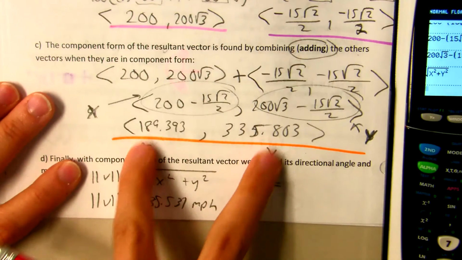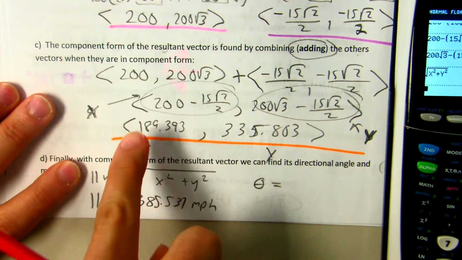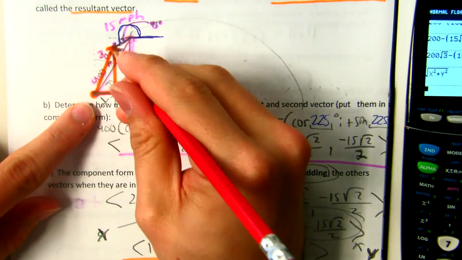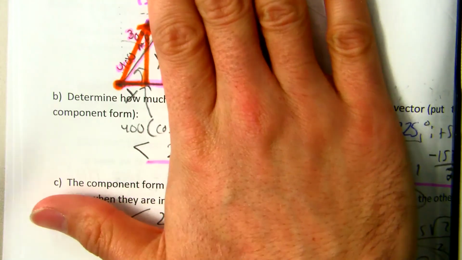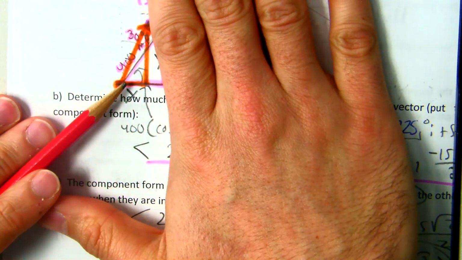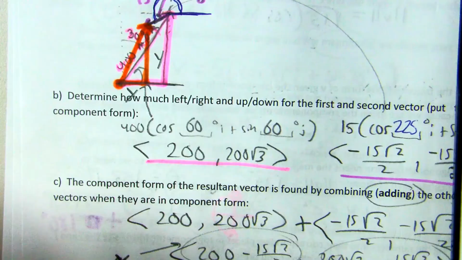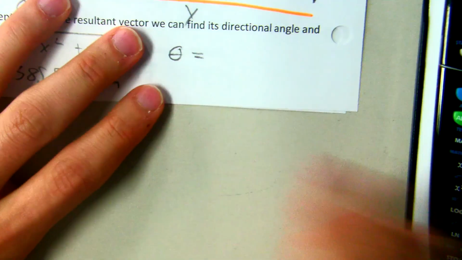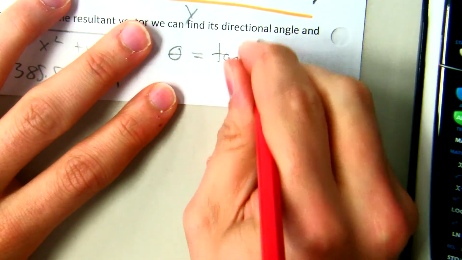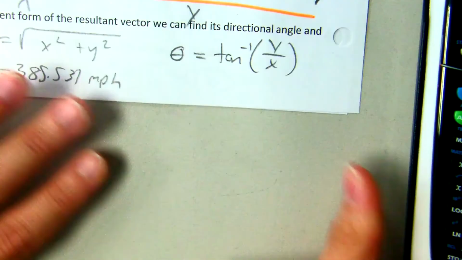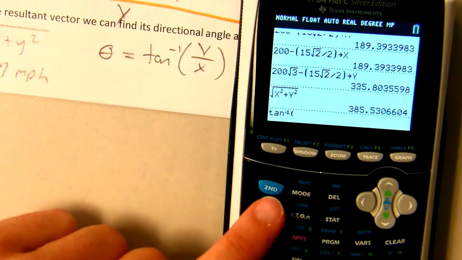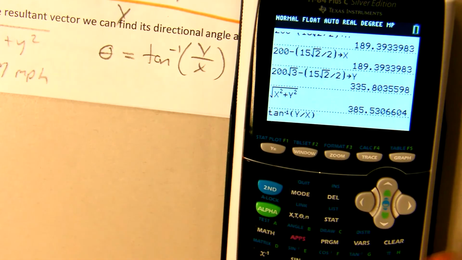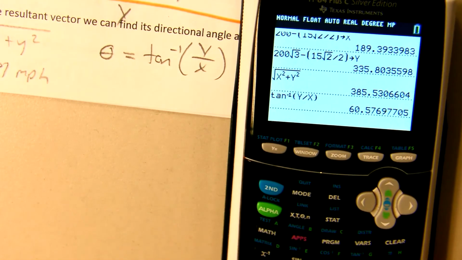Again, if you understand what these are, it's a leg and a leg of the resultant vector. You can tune all the rest of this stuff out. If you want to know the directional angle when you know the opposite and adjacent, you can do inverse tangent of opposite over adjacent, and maybe add 360, depending on what quadrant it's in. This is in quadrant 4, so I'll go ahead.